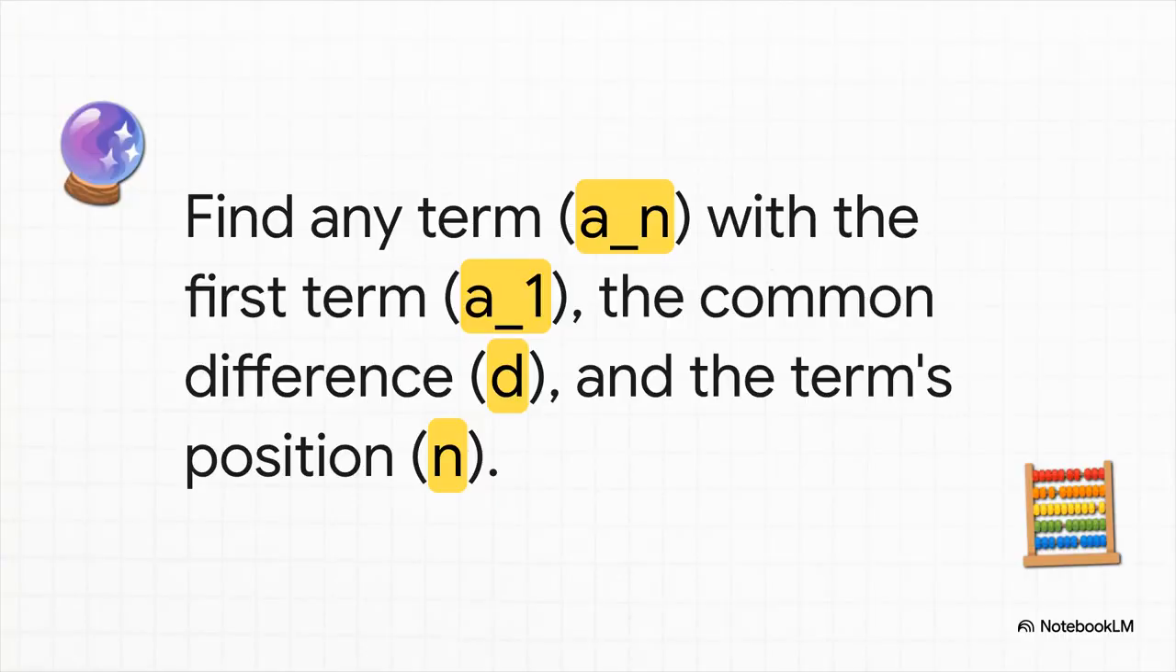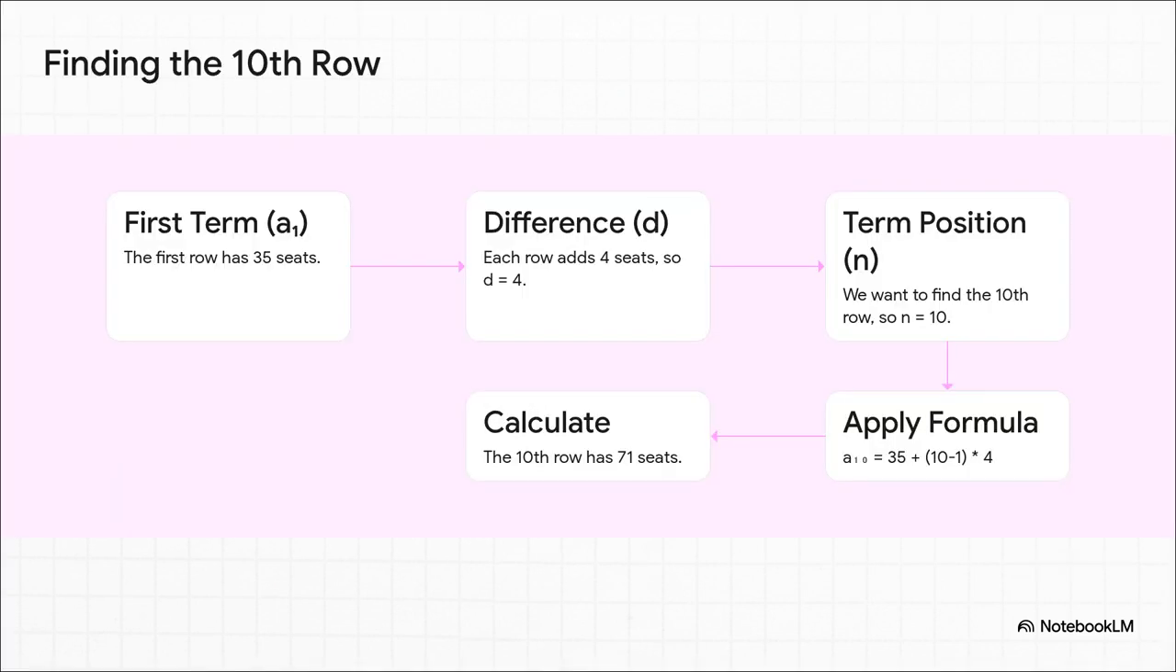And here it is. This is the prediction formula. Now, I know, it might look a little technical, but it's actually just telling our story in math language. To find any term, we'll call it A_n, you just start with the very first term, A_1, and then you add that common difference, D, a whole bunch of times. How many times? Well, it's just one less than the position of the term you're looking for, or n minus 1.